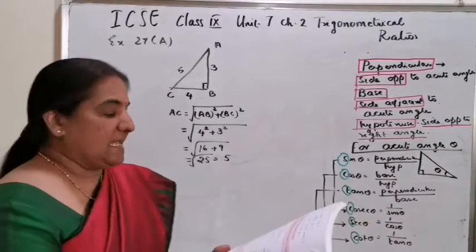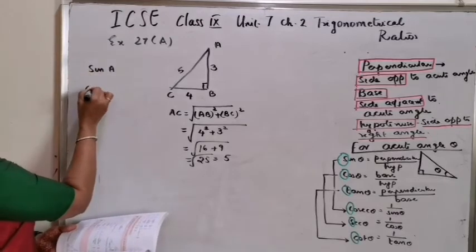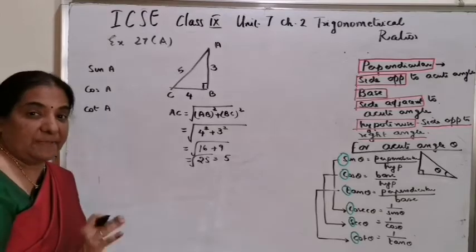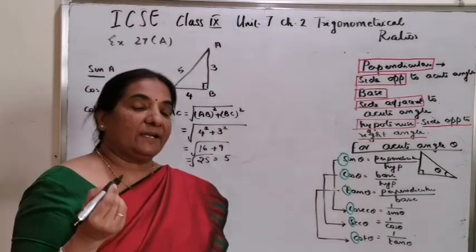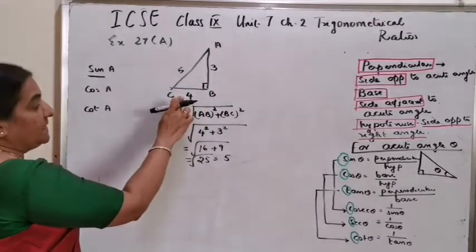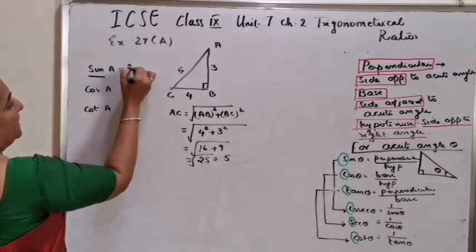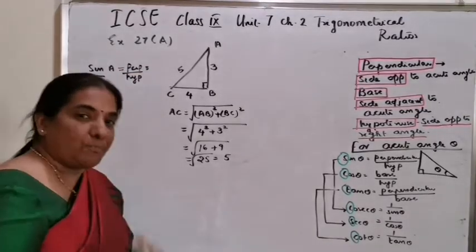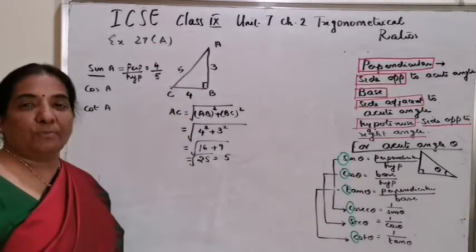You have to get the values of sine A, cos A, cot A. Let's get these measures. The meaning of sine in your mind is it's always the side opposite, that is perpendicular by hypotenuse. The side opposite to it is 4, by hypotenuse is 5. You can write the ratio as the perpendicular by hypotenuse. Perpendicular means the opposite side. It is 4 by 5. So the ratio is 4 by 5.